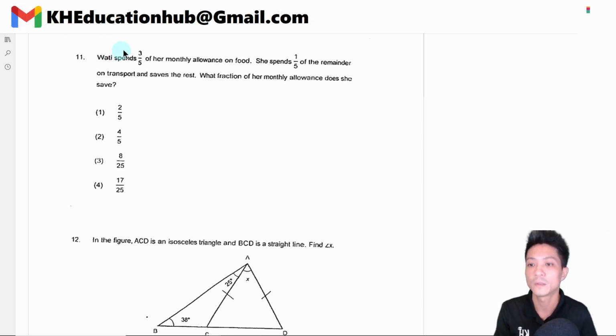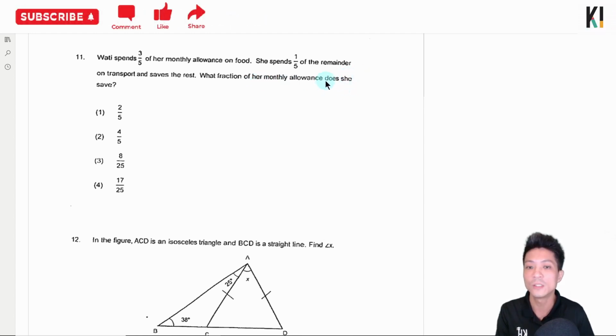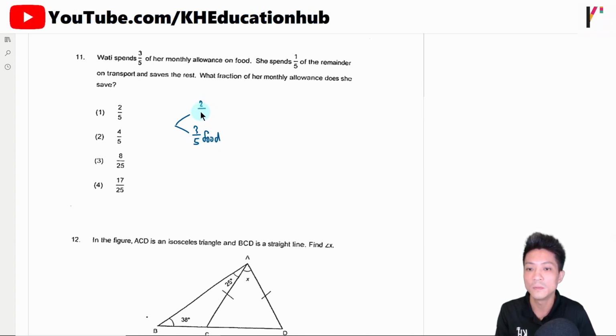Question 11. Wati spends 3/5 of her monthly allowance on food. She spends 1/5 of the remainder on transport and saves the rest. What fraction of her monthly allowance does she save? So this kind of question is either you do the branching way or you can also do the model way. So maybe I will do the branching way first. 3/5 on food. And this is 2/5, which is the remainder.